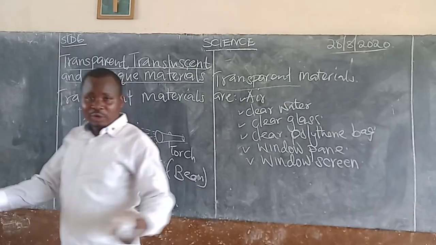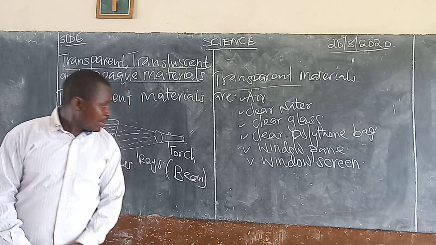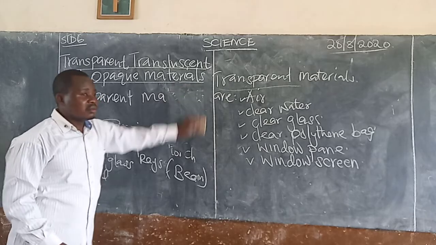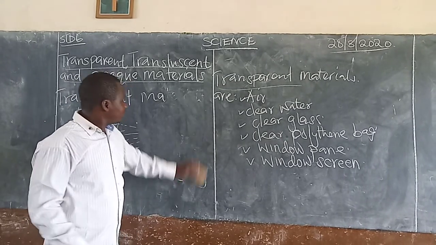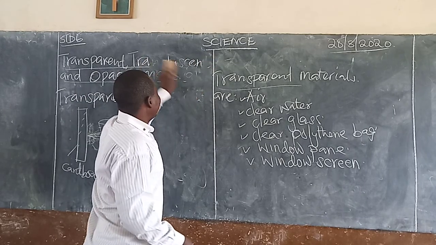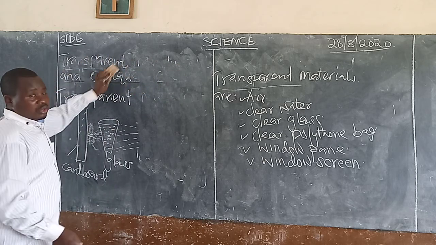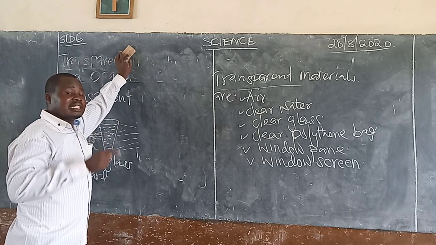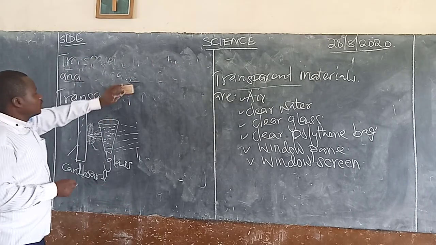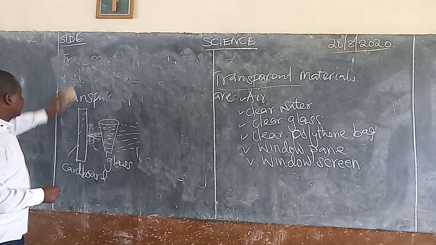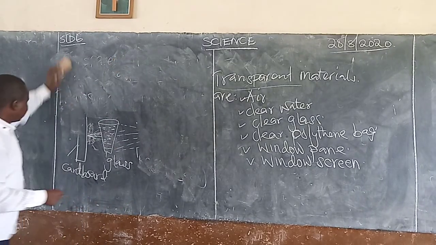Now, what can transparent materials make? Most of the glasses. When you look through the glass at the window, you can see something that is outside, which means that is a clear glass. Clear glass means it is transparent. Those are the examples of transparent materials.